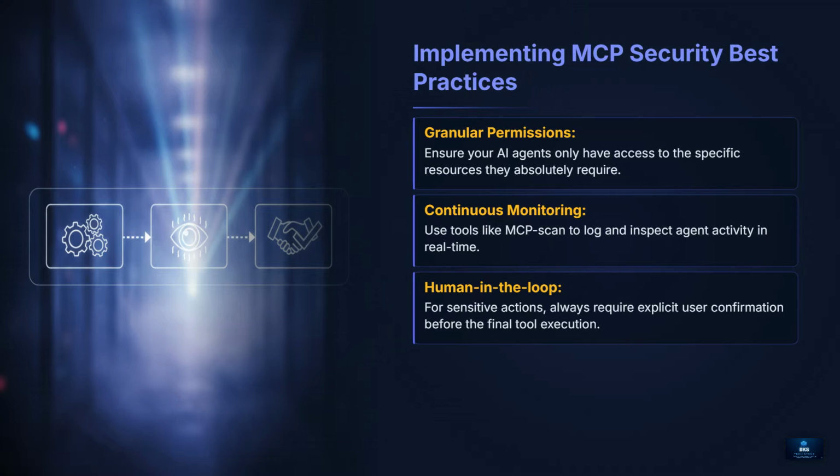How do we stay safe? First, use granular permissions. Don't give an AI admin access if it just needs to read logs. Second, monitor your agent's behavior. If it starts doing something suspicious, like trying to pull secret repository files, the monitoring layer should stop it immediately. Security is a continuous process, not a one-time configuration.